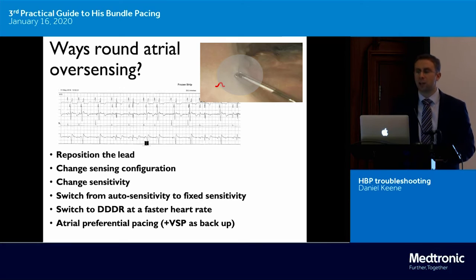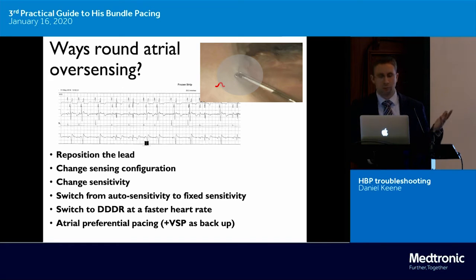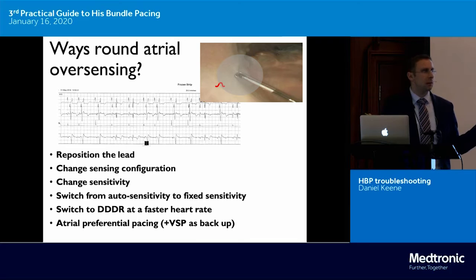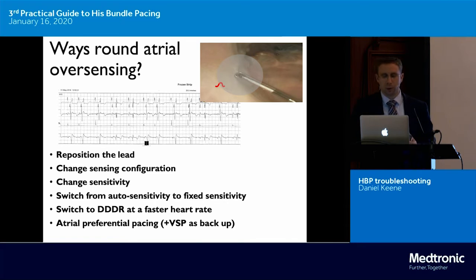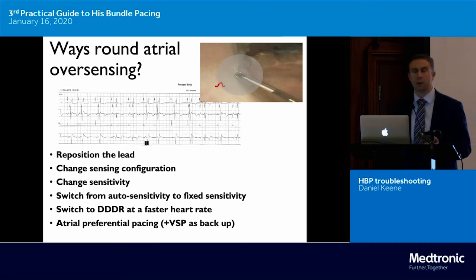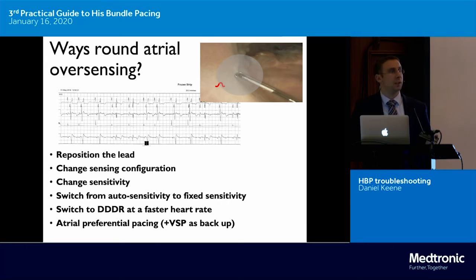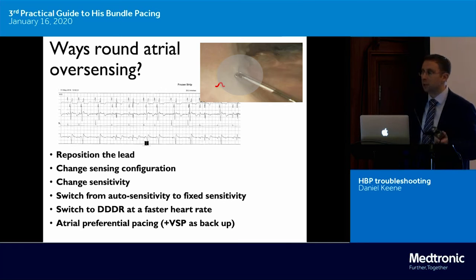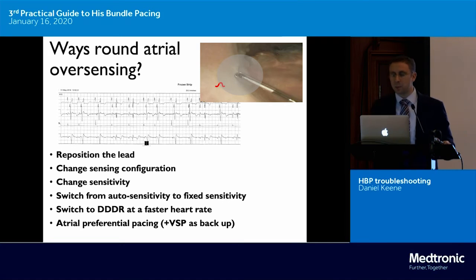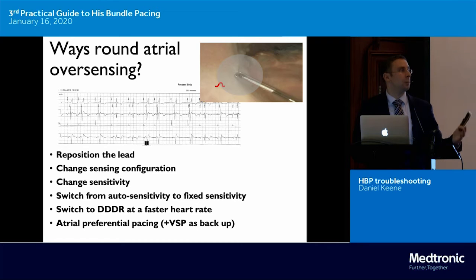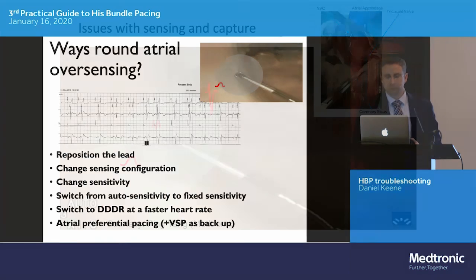So when thinking about managing atrial oversensing, there are many options. Reposition the lead. It's a good idea at implant, but probably not ideal during follow-up if you can avoid it. Change from bipolar to unipolar sensing, as you've seen. Change the sensitivity to ignore the atrial component. Change from autosensitivity to fixed sensitivity, again, to ignore the atrial components. Or simply program DDD pacing at a faster rate to ensure pacing, as you saw in one of the other cases. The other thing here is you can employ atrial preferential pacing, which then allows ventricular safety pacing to provide you a backup if you really need to.